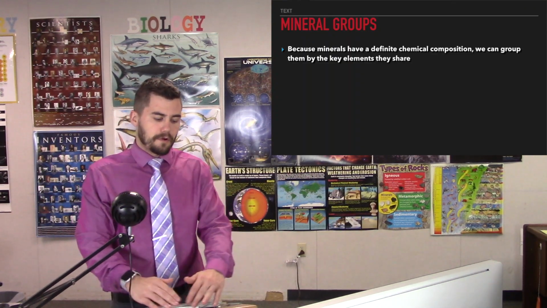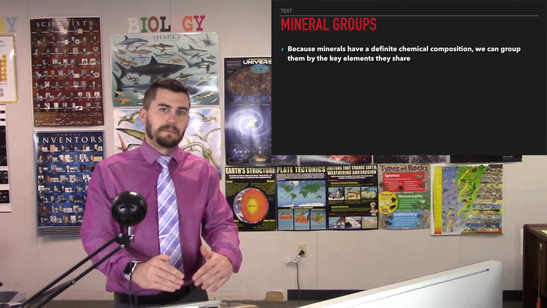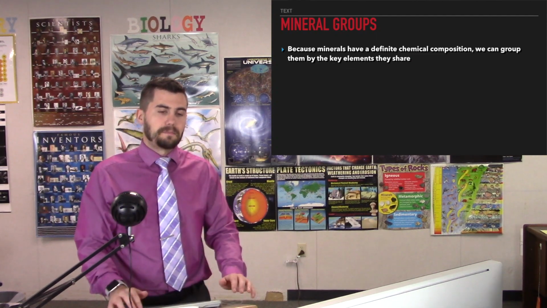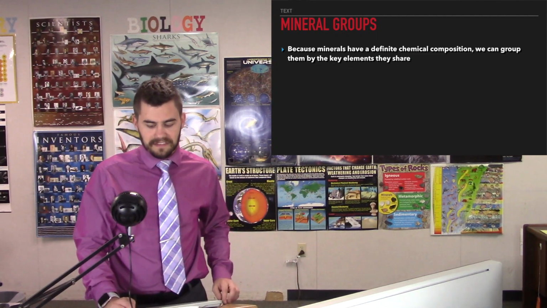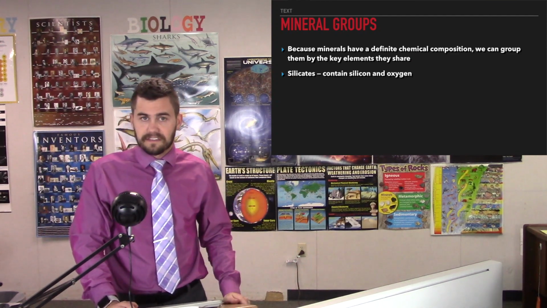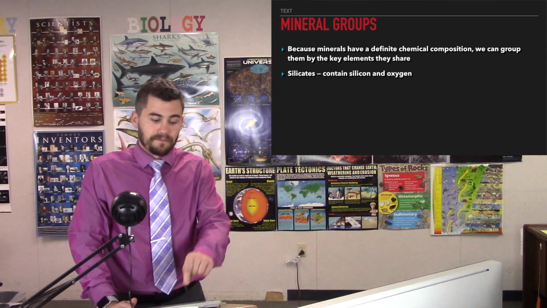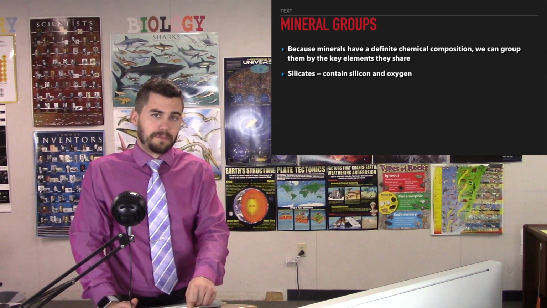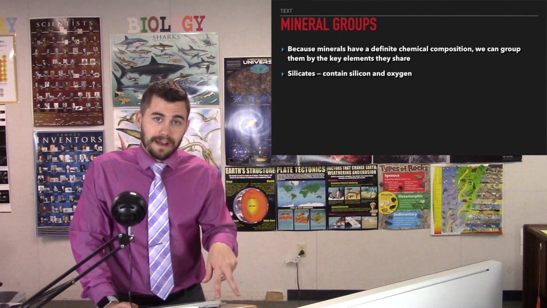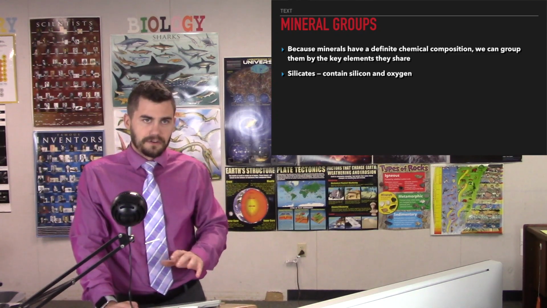Because there are only so many elements that are common, minerals can be lumped into just a few groups, based on the most common elements within them. The first group is the silicates. These contain the elements silicon and oxygen. If you see those two elements in a chemical formula, it is a silicate no matter what. It can have other elements in there, but if you see these two, it's a silicate.